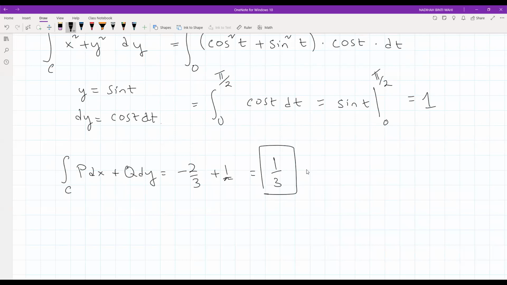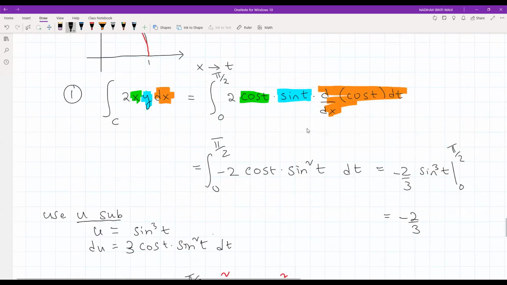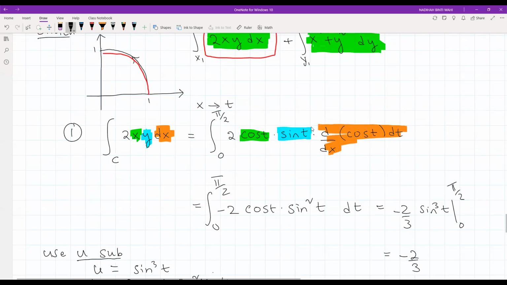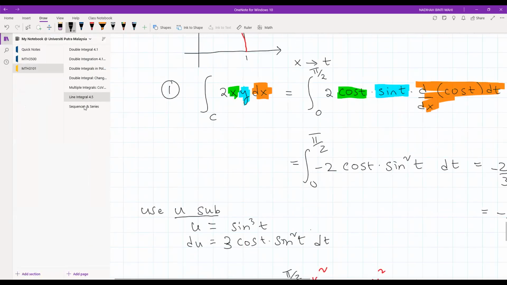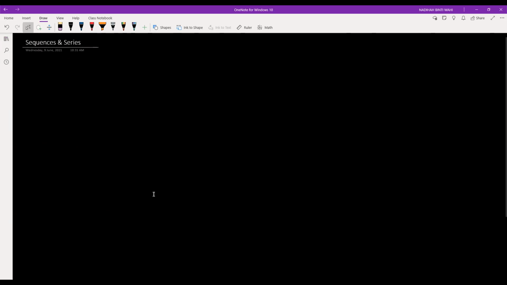Okay, any questions so far? So this is quite straightforward, right? Because you are given the parametric equation. So if you are not given the parametric equation, that will be a really quite hard problem. But in most cases, if you have a circle, something like this, it is using cosine and sine. And then you just look at the boundaries on the parametric variable.